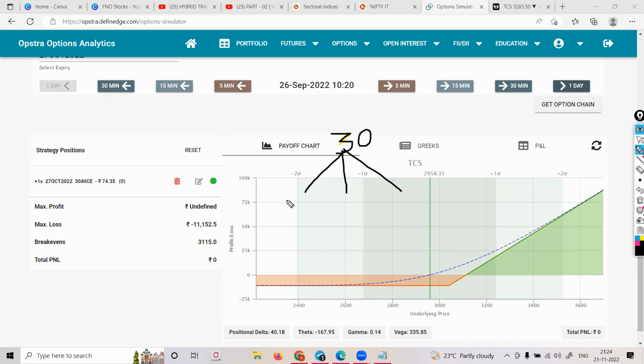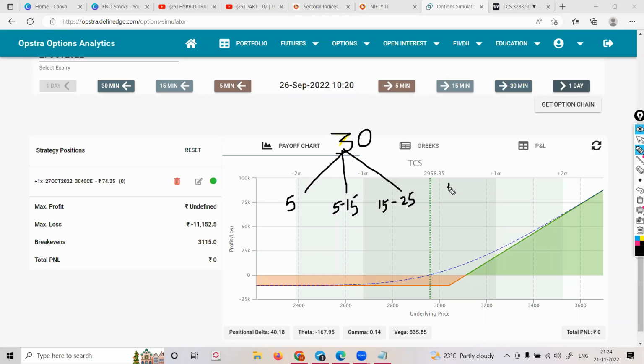Maybe I would say the first 5 days. Okay, 5 to 15 days. And from here I would say, let's say 15 days we have covered, 15 to 25 days. That's it, because I don't want to take my trade to last expiry. So this is my first set, 5 days, my second set from 5 to 15 days, and from 15 to 25 days.